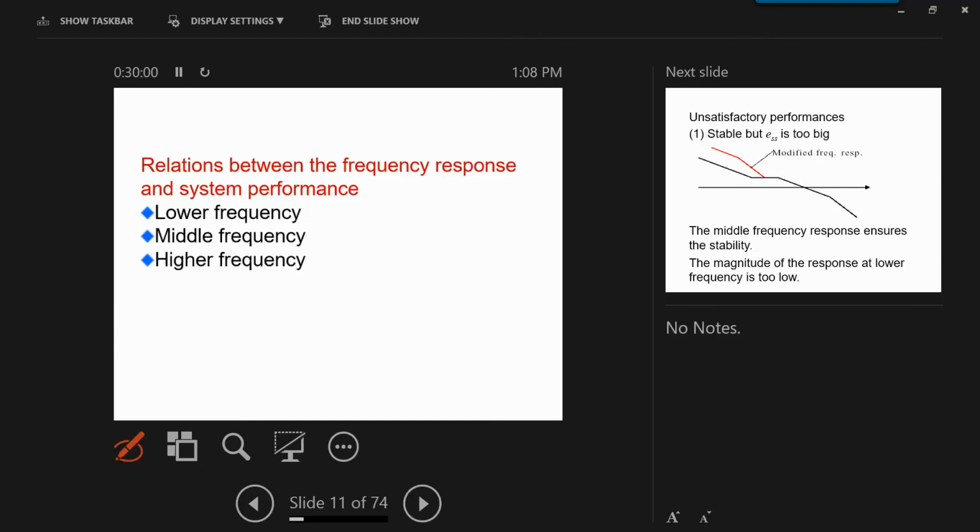And what is important about the mid frequency? What is the importance of the mid frequency? What do we extract from the mid frequency?